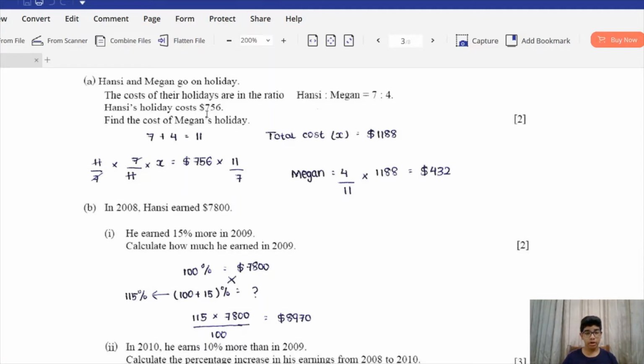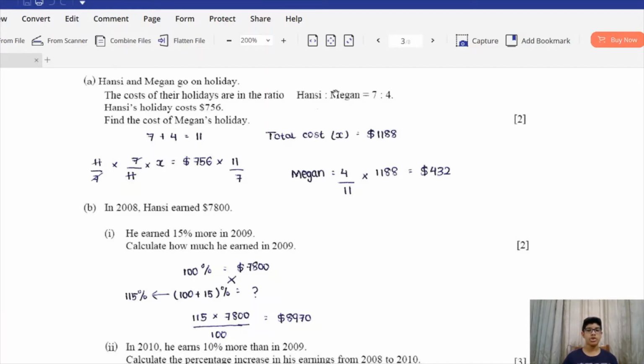The costs of their holiday are in the ratio Hansi to Megan, which is 7:4. Hansi's holiday costs $756. Find the cost of Megan's holiday. So the first thing we want to do in such a question is find the total of both their holidays.